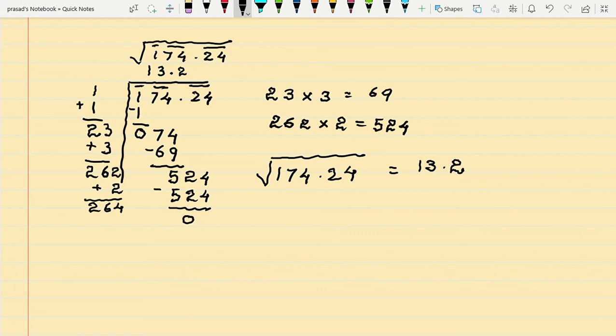So this is a method by which you can find out the square root of decimal fractions as well as square roots of irrational numbers which are imperfect in nature. Irrational square roots rather, like square root of 2, square root of 7, which we'll see in the next class.